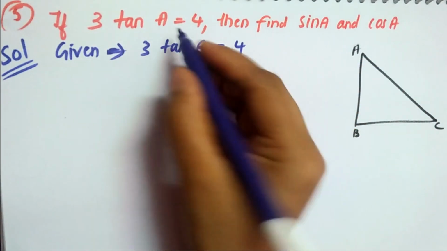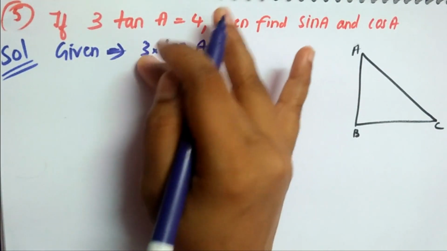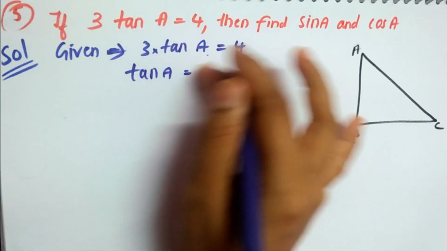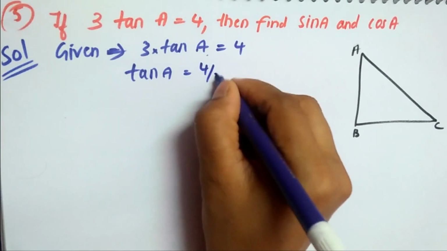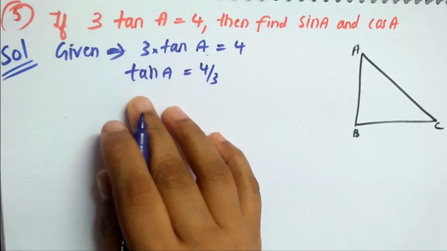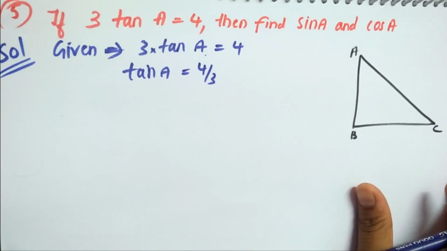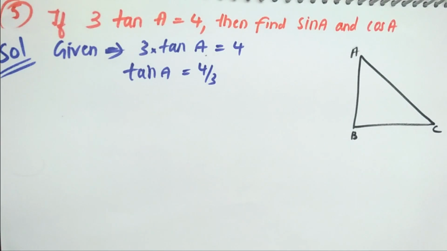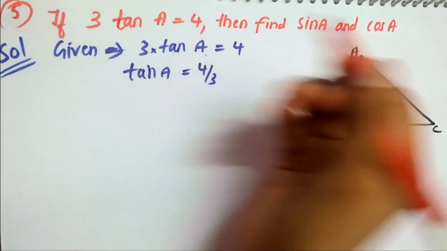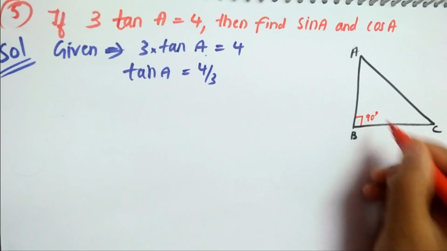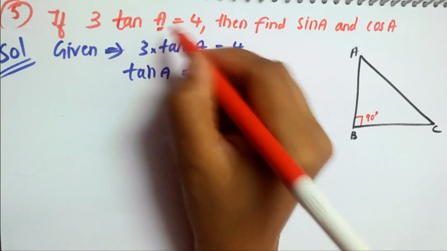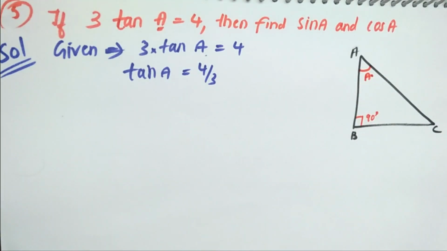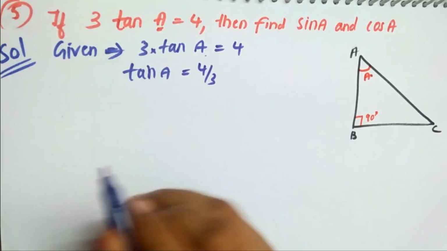Now 3 tan A is nothing but 3 into tan A. So tan A will be kept here and 3 will be sent to the other side, so 4 by 3. We are given tan A as 4 by 3. The first thing you need to do in the exam is draw a right angle triangle. Because it's given in tan terms, we know it is a right angle triangle, 90 degrees. Here the angle is A.